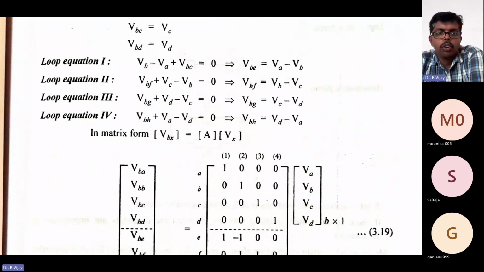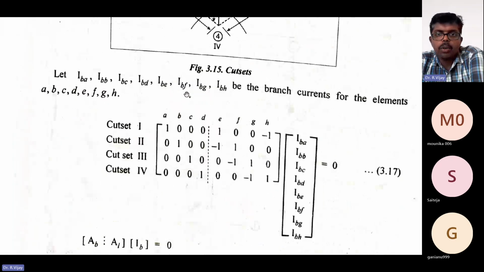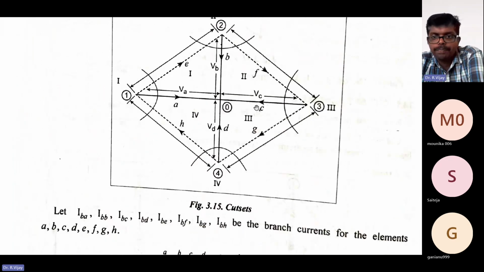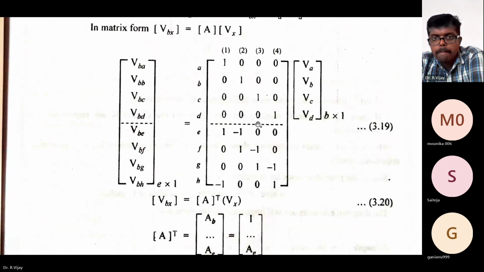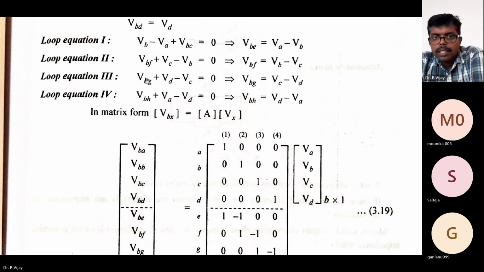Next, similarly, loop equation 3. What is loop equation 3? It is like this: VB minus VC, plus VBG. So VD minus VC plus VBG.